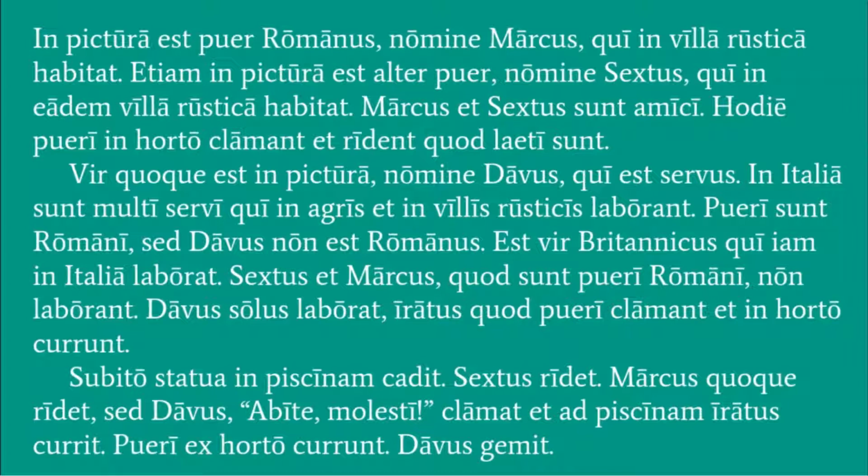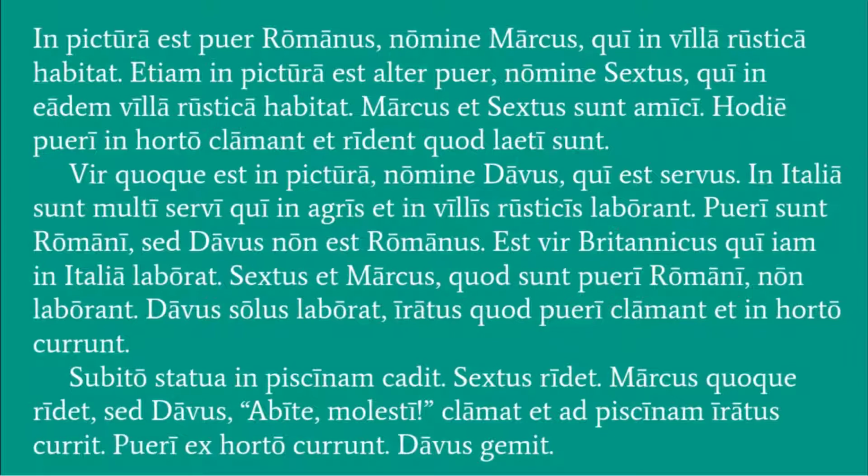So let's dive into the story. It starts with "In pictura est puer Romanus, nomine Marcus, qui in villa rustica habitat." So we have: in the picture, there is a puer Romanus, a Roman boy named Marcus, right? And again, puer Romanus is our new type of noun. So puer, boy, ends in R, and Romanus, the adjective Roman, ends in -us. We'll talk about that in a little bit. So his name is Marcus, who lives in a villa rustica, right? He lives in the country house.